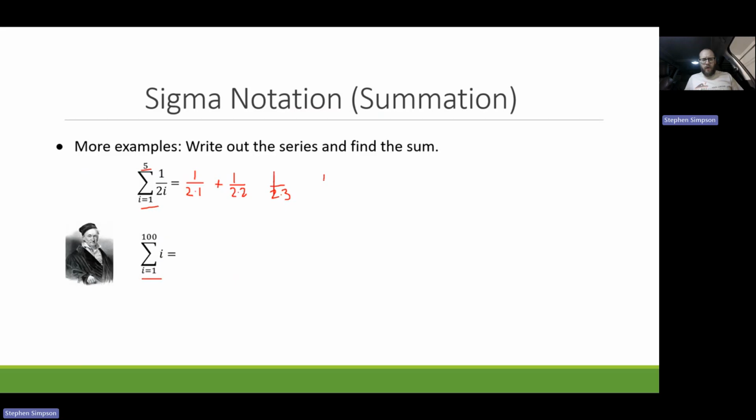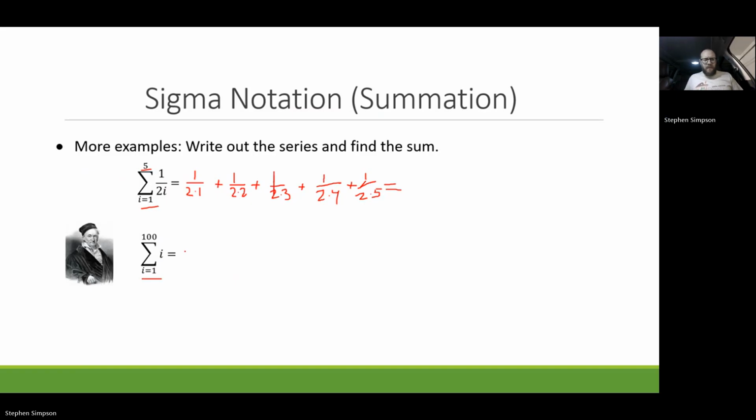Then the next term would be 1 over 2 times 4, and then 1 over 2 times 5. And then the big sigma, the summation, means we add all those together. So plus, plus, plus. And we see what it equals. And it equals something. But the main point was using sigma notation, so I don't really care what it equals.